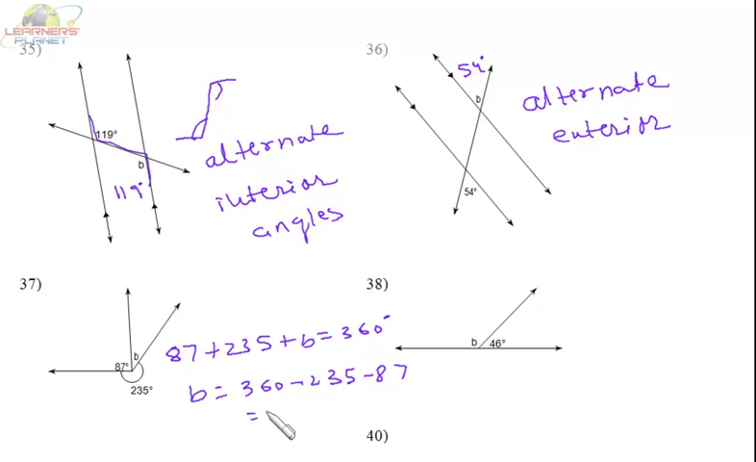So it's 38. Here this is a linear pair. So B plus 46 will be 180. So B is 180 minus 46. I'm sorry, it is 134 degree.